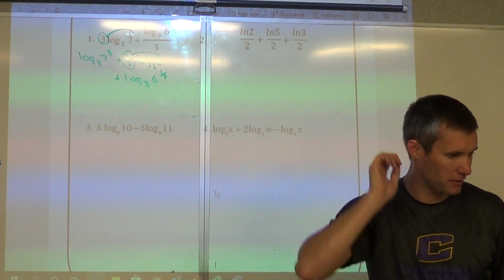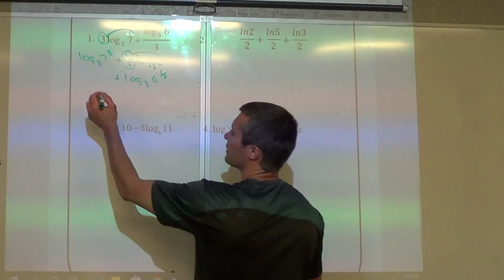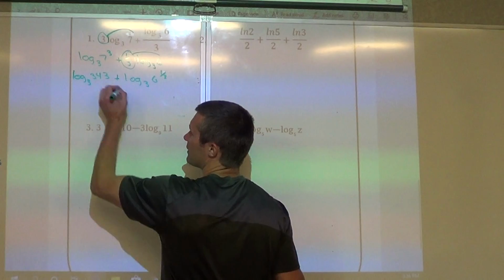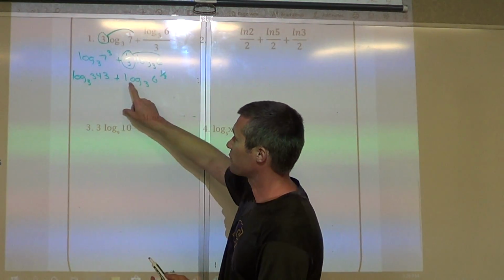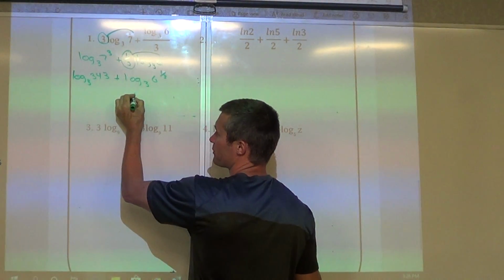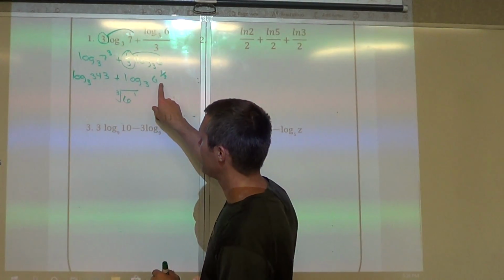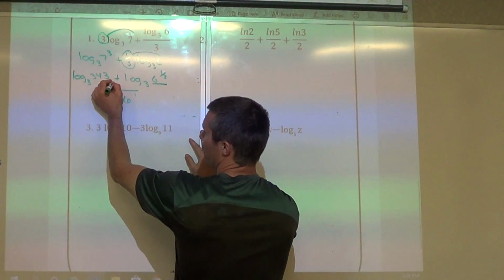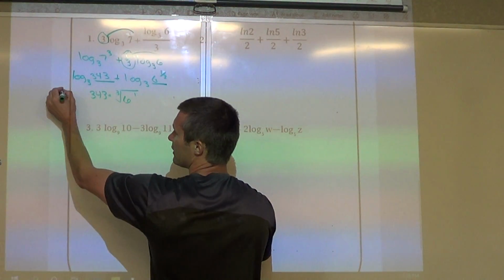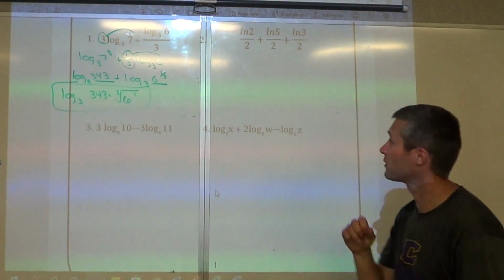7 to the 3rd power is 343. So this is log base 3 of 343. Now when I add, I just multiply it. Now, the other thing I can do is 6 to the 1/3 power would be 6 to the 1st power, root of 3. Now, when I add, then I just multiply. So I'm multiplying 6 to the 1/3 times 343. I can't multiply those together, still log base 3. So that would be my answer. I simplified it to a single log.